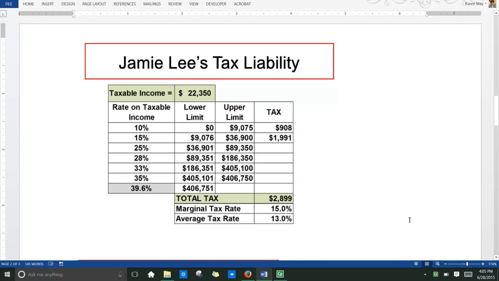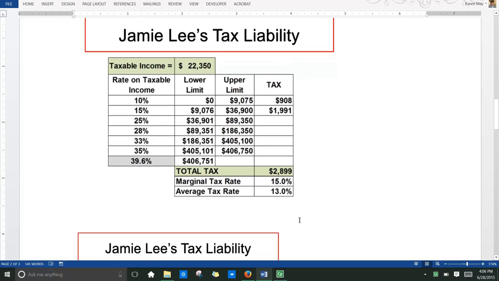Then to calculate her tax liability, what she owes in taxes, it depends on how much she's made. Her taxable income was $22,350. So the first $9,075 of her earnings is at 10% rate, and then the next up to $36,900, which is where she falls, is 15%. It even gives you there her average tax rate.